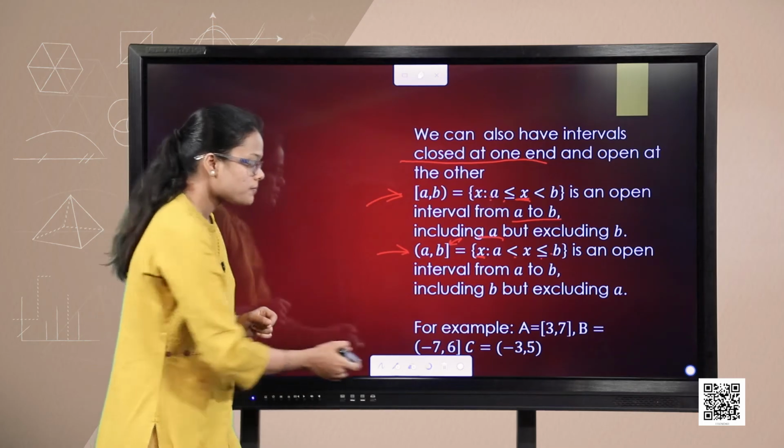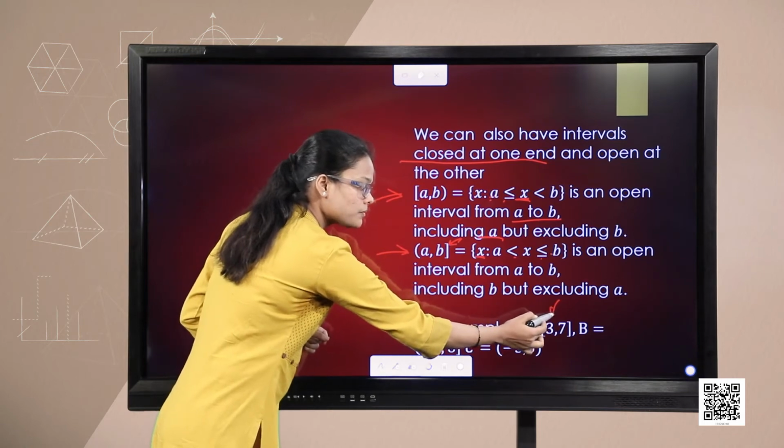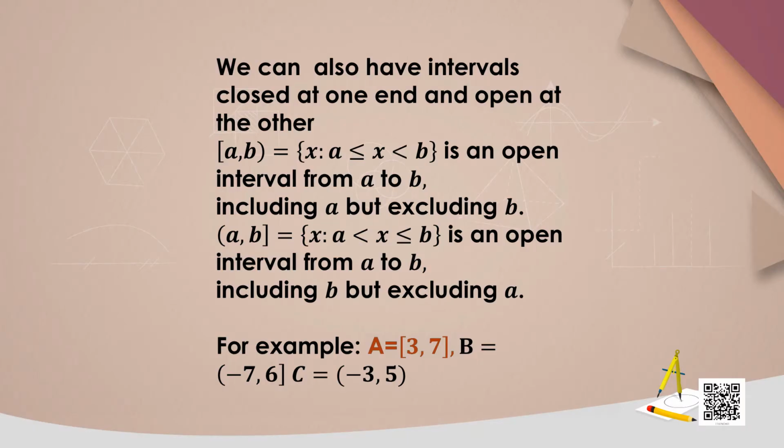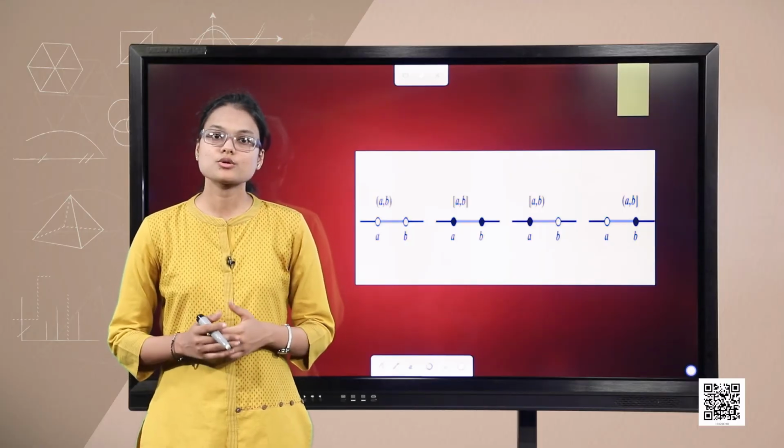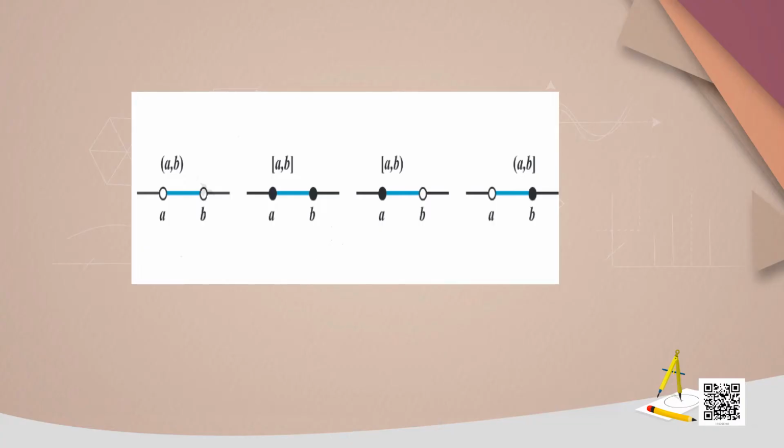See the examples. The set A represents a closed interval, the collection of all those numbers lying between 3 and 7, where 3 and 7 are also included. B is an interval of all those numbers lying between -7 and 6, where 6 is included but -7 is not included, and C represents an open interval. Now, let us see pictorially how different intervals are represented.